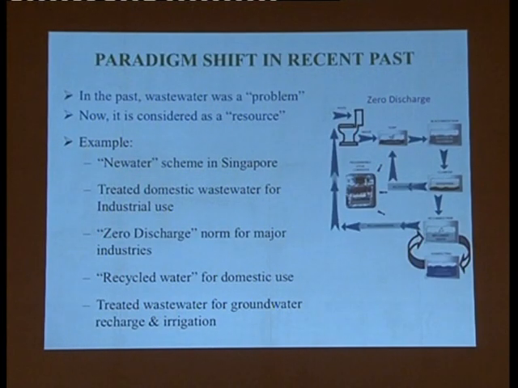So in the recent past, there is a paradigm shift. Earlier we were considering wastewater as a problem. Now at least people have started considering it as a resource. You must have heard about the NEWater scheme in Singapore, because they are recycling all the wastewater generated in that country, and treated domestic water is used for industrial purposes. In Chennai, some of the industries are using treated wastewater, zero discharge norm is essential in major industries, and recycled wastewater for domestic use like toilet flushing is picking up nowadays.